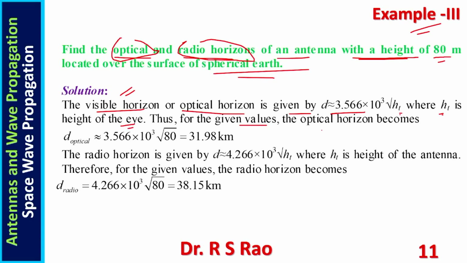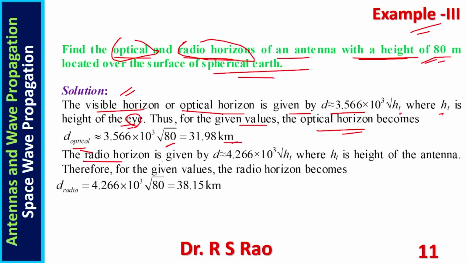Thus, for the given values, optical horizon becomes 3.566 into 10 power 3 multiplied by square root of 80. 80 is height of antenna. In the present case, antenna is acting as eye. Antenna is functioning as human eye. So D optical becomes 31.98 kilometers.